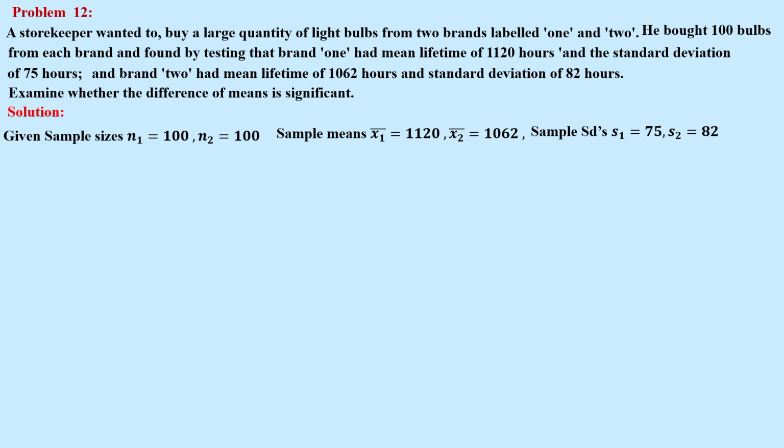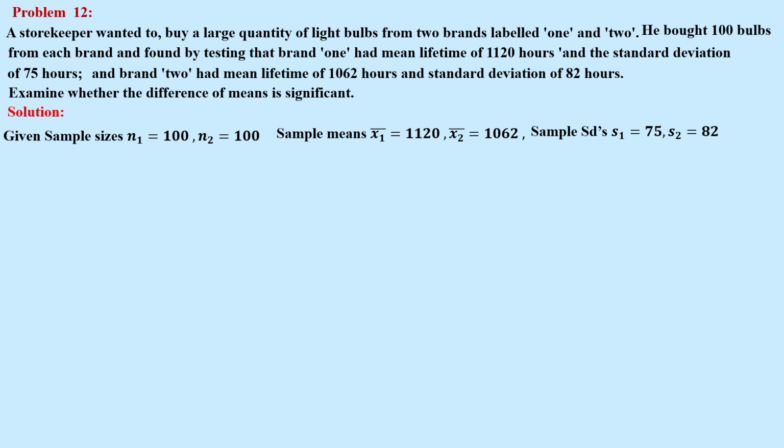So given, clearly the size of the samples, taking 100 bulbs to test on both brands. So size of the samples n1 equal to 100, n2 equal to 100. Mean lifetime, so x1 bar is 1120, similarly x2 bar 1062, and the standard deviation s1 equal to 75 and s2 equal to 82. So he is checking the lifetime of the bulb.